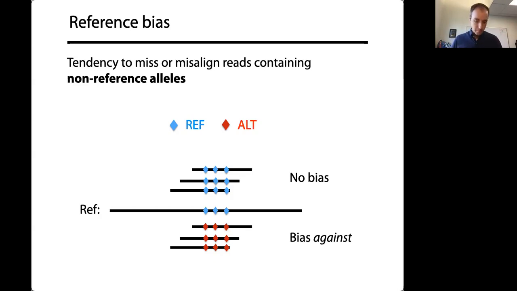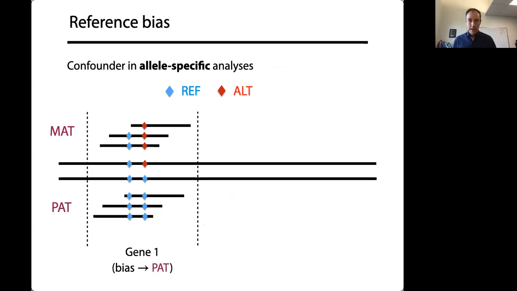A kind of bioinformatics analysis that this can confound would be, for example, any allele-specific analysis. If you're trying to do something quantitative, figuring out how many reads came from, say, the maternal copy of the genome versus the paternal copy, which is a common thing people want to do with RNA sequencing reads, then reference bias is perfectly confounded with the thing you're trying to study. For example, let's say we have a gene like gene 1 here.